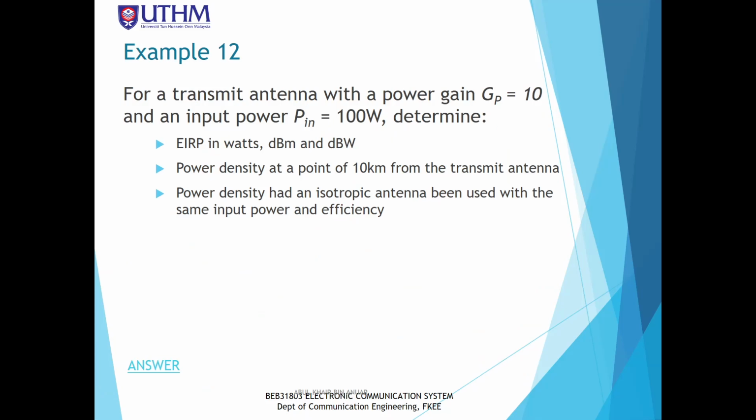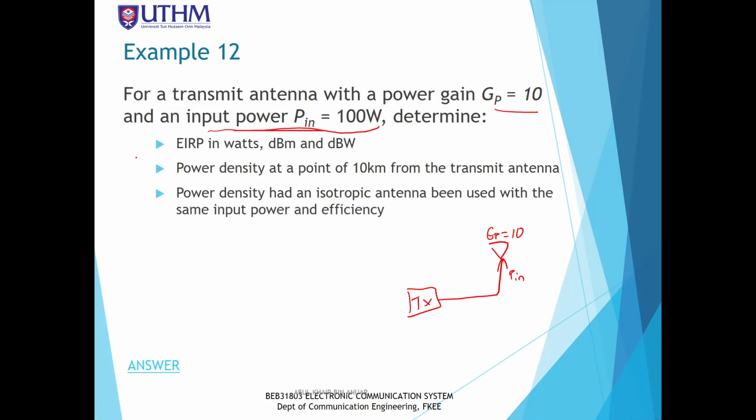Okay, example 12. For a transmit antenna with a power gain 10, you are given GP equal to 10, and the input power is equal to 1000 watt. So you see that here, this is a transmitter, here is an antenna. So here is a P input, power input to the antenna. GP is the antenna power gain for the antenna. GP is equal to 10.